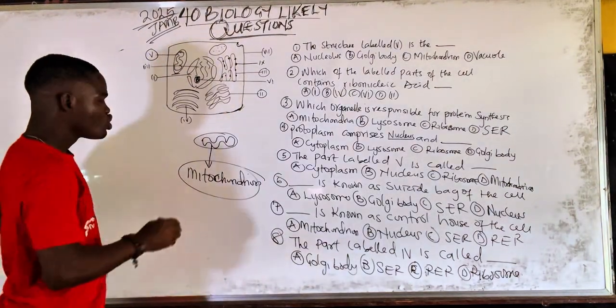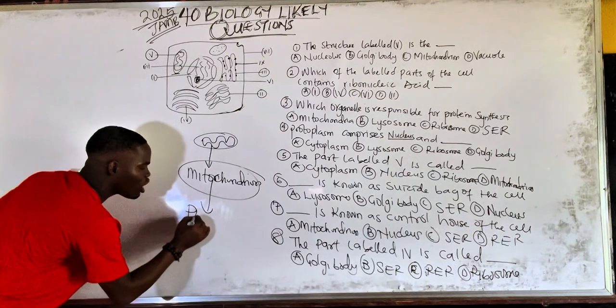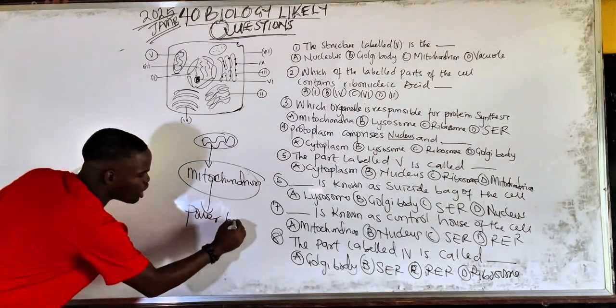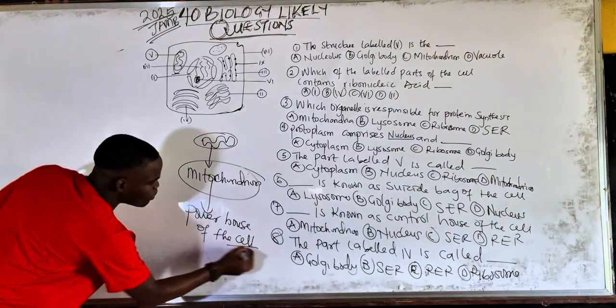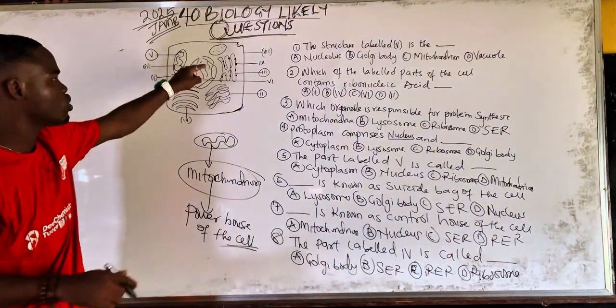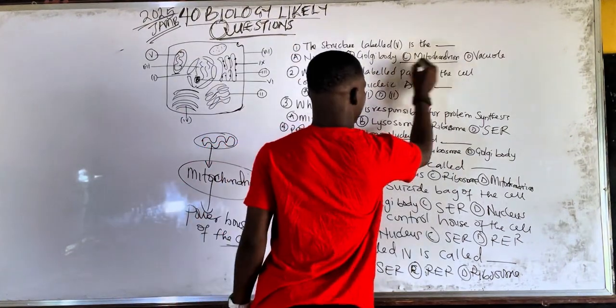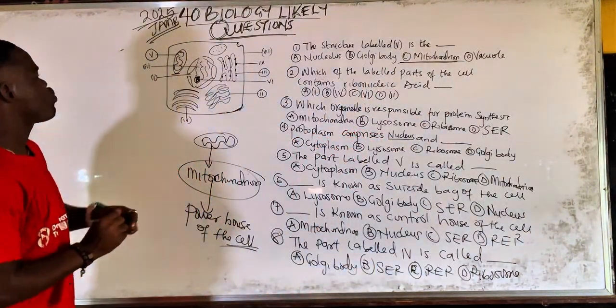Okay, so this is the organelle denoted with this particular Roman figure here. So now one of the things that you also want to know is that mitochondria is the powerhouse of the cell. That's what you want to know. So the answer to this question is option C, mitochondria. Okay, that's very easy.